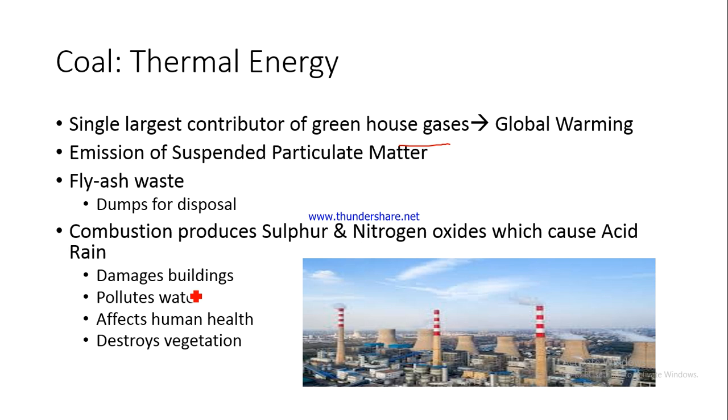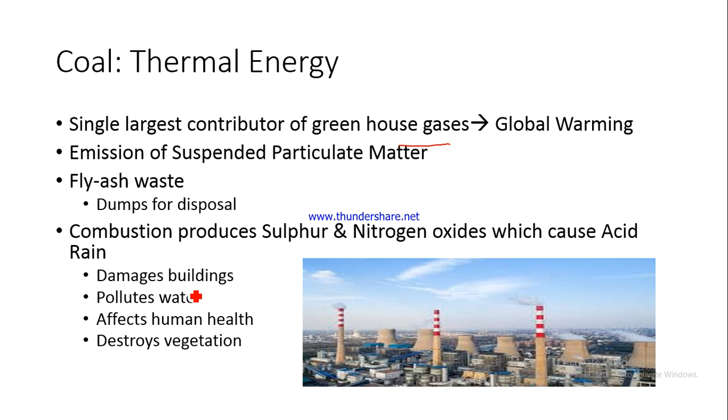So there was significant damage to the Taj Mahal in Agra, and then the court ordered the industries which were located in the vicinity of the Taj Mahal to be shifted away. Then the frequency of this acid rain declined after that particular ruling by the court. So acid rain can damage buildings, it can pollute water. Not only this, it also affects human health, and it also destroys the vegetation.